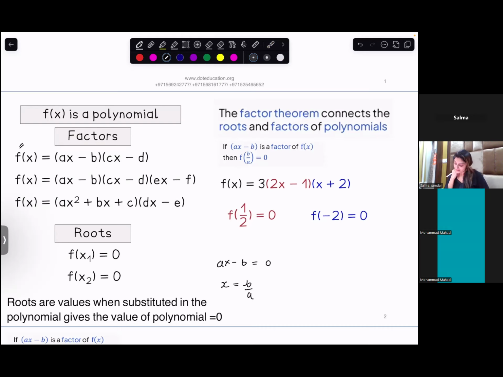Do you know how I got this x equal to b by a? I just made x the subject. So x is equal to b by a if this is a root. And I substitute this in f of x, then I will get the answer as 0. Are you with me? Yes. I'm given that f of x is equal to 3, 2x minus 1, and x plus 2. What does this mean?